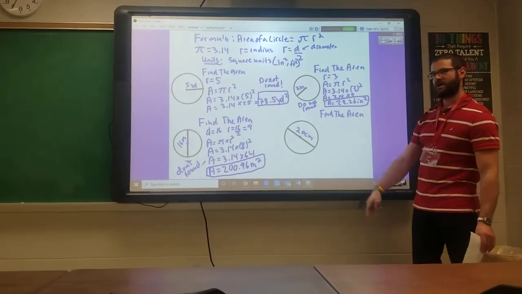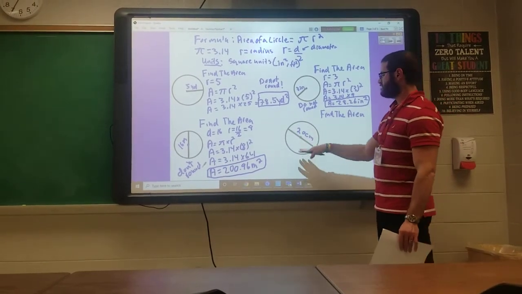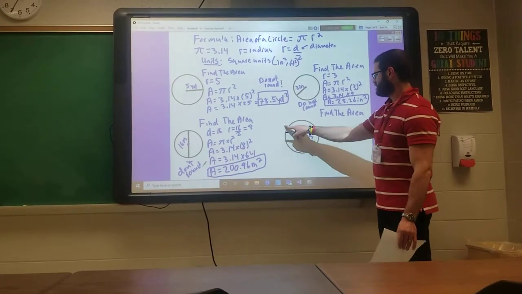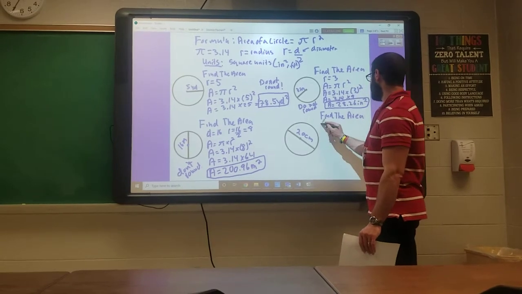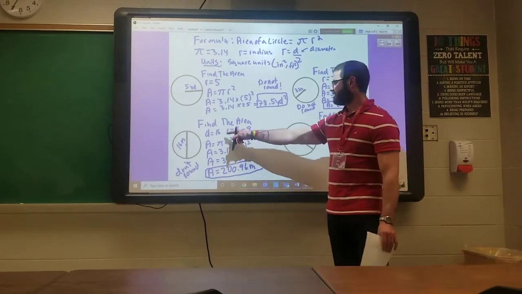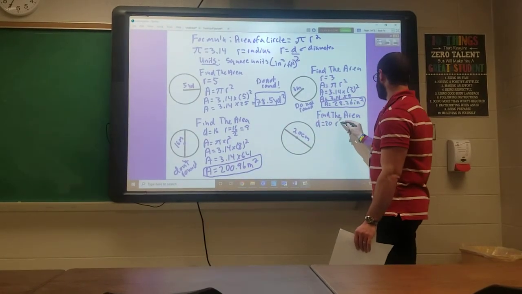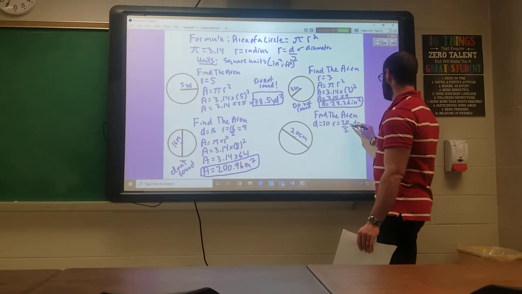Okay, one last one. And we're still finding the area. So what measurement are we given here? 20 centimeters. That is the diameter. So we have the center of the circle, and this is the full length across the circle through the center. So diameter is 20 centimeters. What is the radius? So just like this one here, we have to divide by 2 to get the radius first. So radius is going to be 20 divided by 2, which is 10.